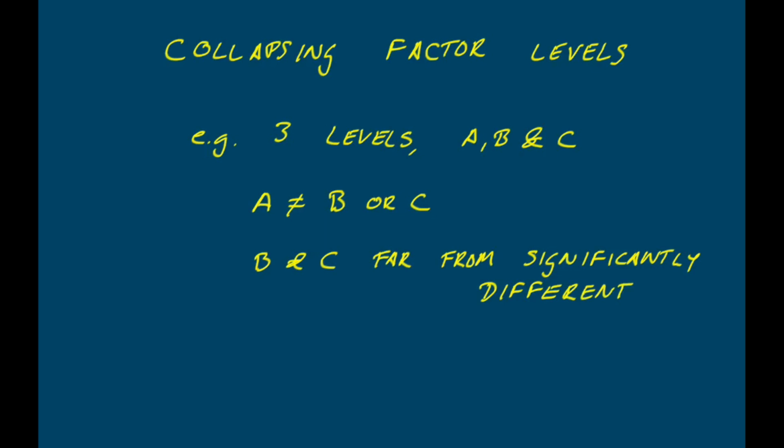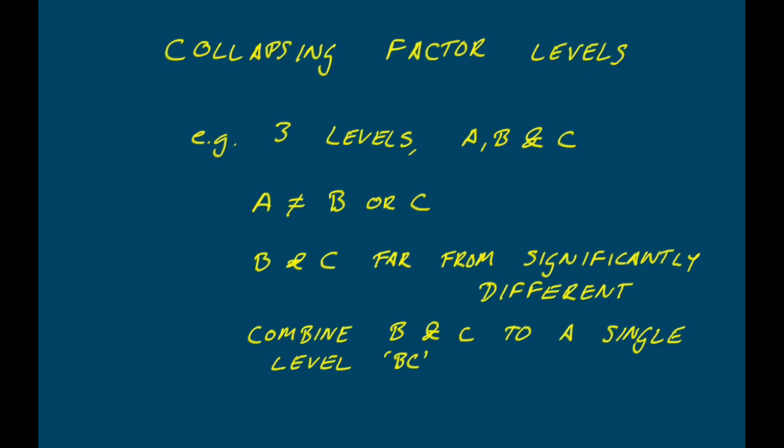What you can do in a situation like this is combine levels B and C to make a single level, and you've then got a 2-level factor rather than a 3-level factor, and then you can refit your model with your new 2-level factor, and that will now be a simpler model which will hopefully still do as good a job of describing the patterns in the data. It will also be a slightly more powerful model, because by reducing the number of levels in your factor you'll have increased the number of error degrees of freedom available, and that will make your model better able to detect effects when those effects are really there.